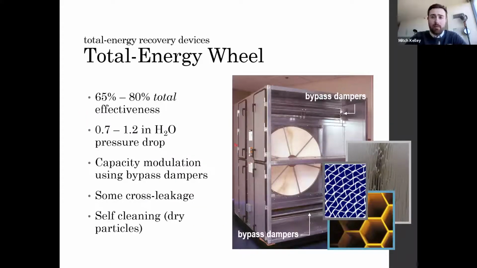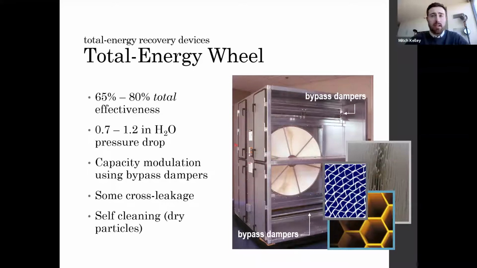So when you're designing a piece of rooftop or air handling equipment, you can use the smallest wheel possible, which is going to give you the lowest first cost, but it's going to have a very high pressure drop and a low effectiveness. Or you can spend more money on a larger wheel and pay more in first cost, and you have a much lower pressure drop and a much better effectiveness.